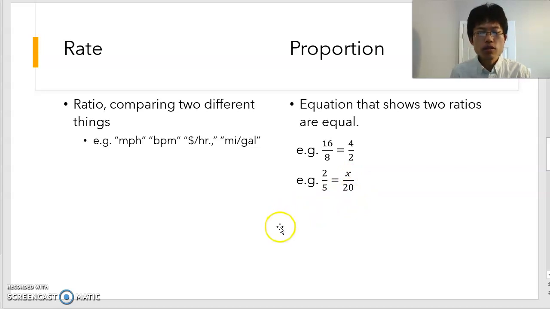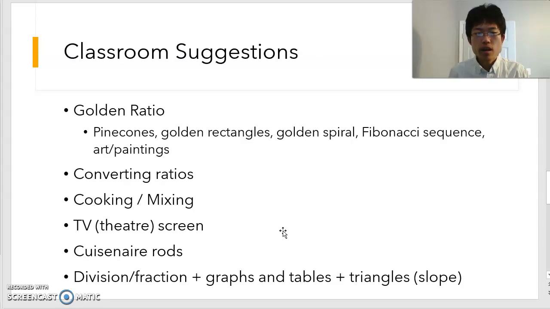Now, I want to introduce a couple of classroom things that the teachers can do in the classroom. And here they are. This is not all, but I want to show a couple. And one of them is the golden ratio. I know everyone knows what those are, but maybe the students can investigate where the golden ratio is used.